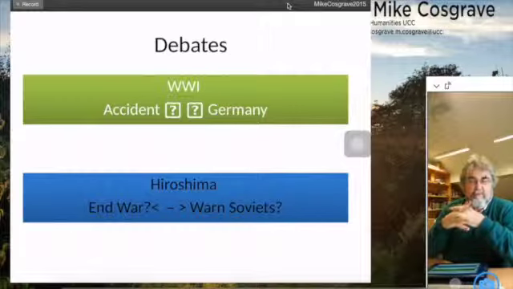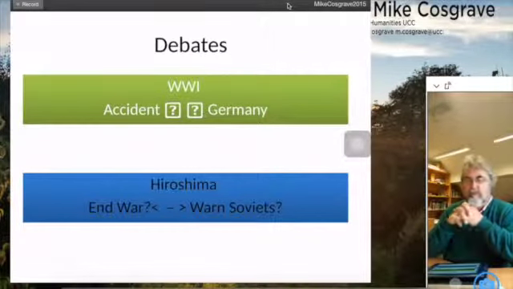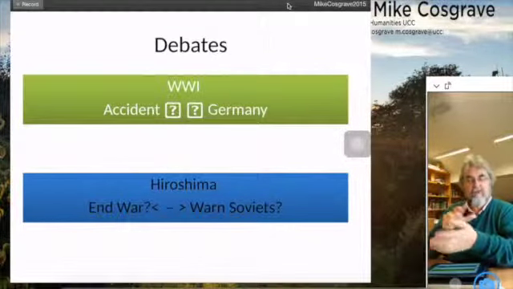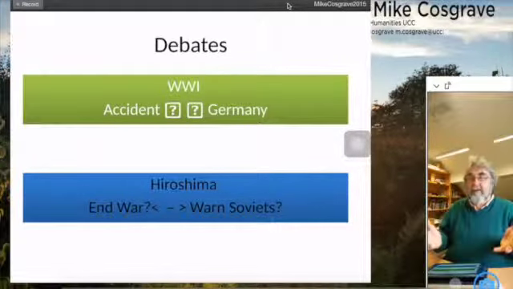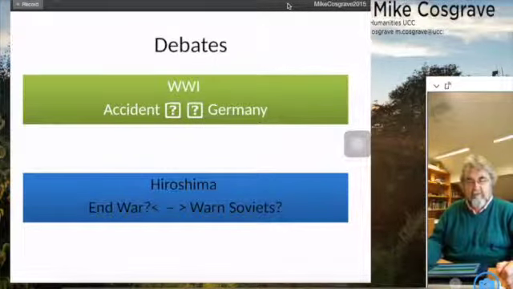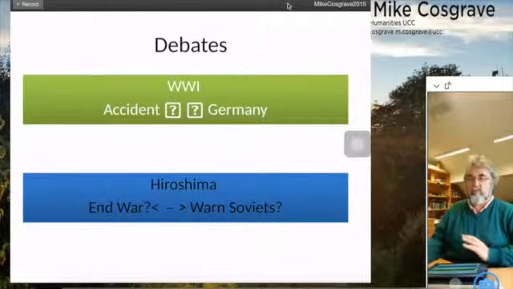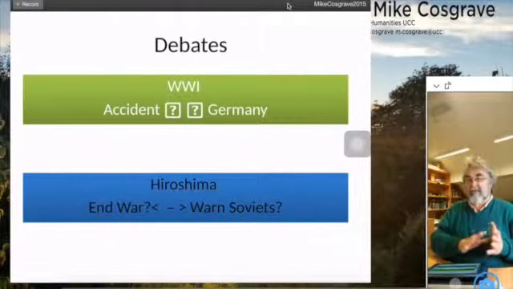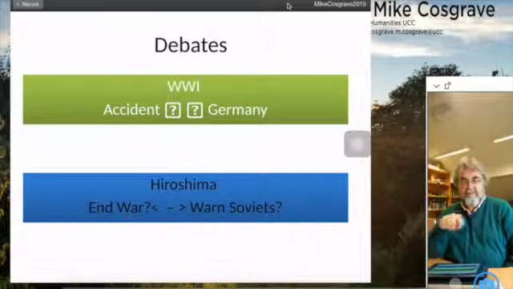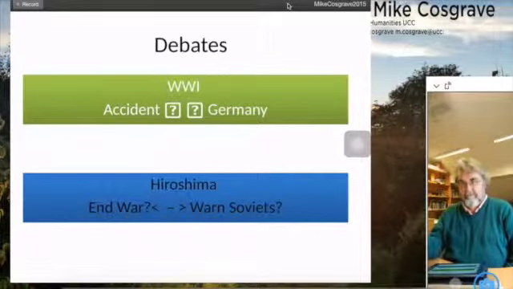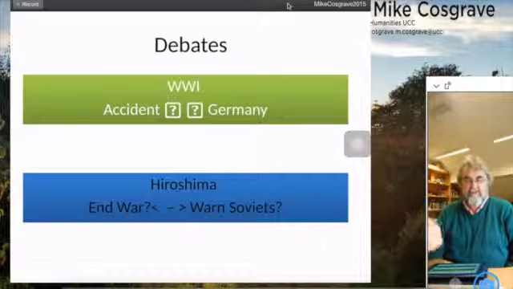Similarly, on the dropping of the bomb on Hiroshima, the classic interpretation was that the atomic bomb was dropped in order to end the war quickly. But an increasing number of writers in the 1960s began to question this, and of course the 1960s is the era of Vietnam. And they argued that the dropping of the bomb was not necessary in order to end World War II, and that it was in fact the first act of the Cold War. That it was done in order to warn the Soviets that the United States possessed that weapon and were willing to use it.